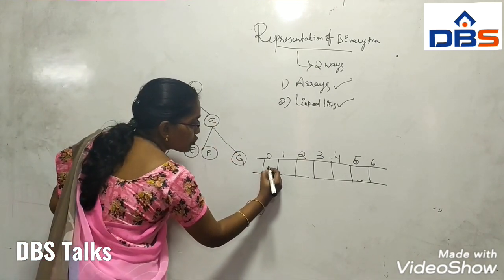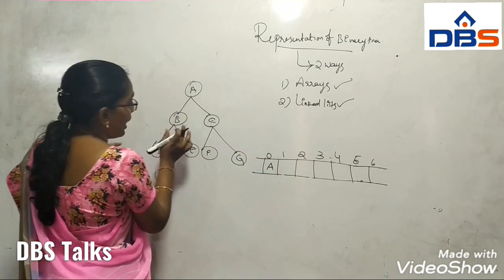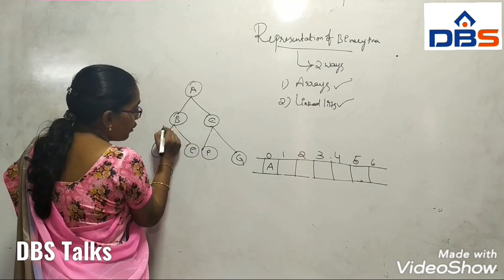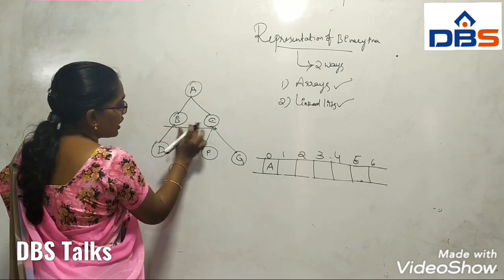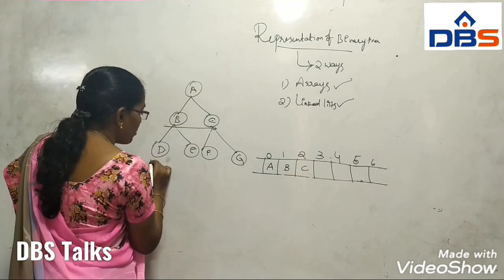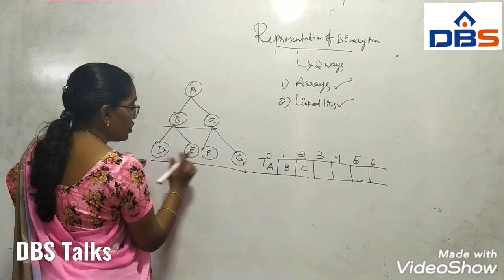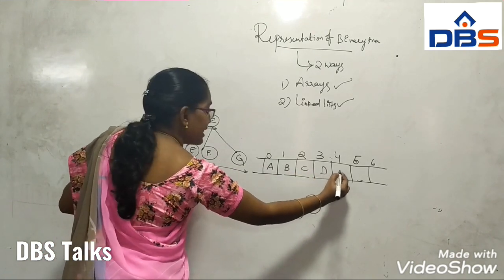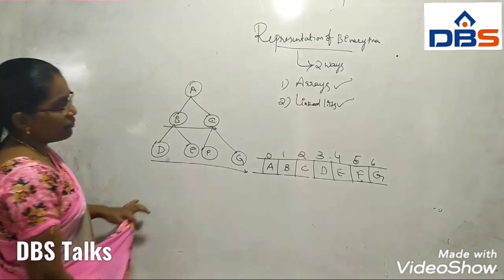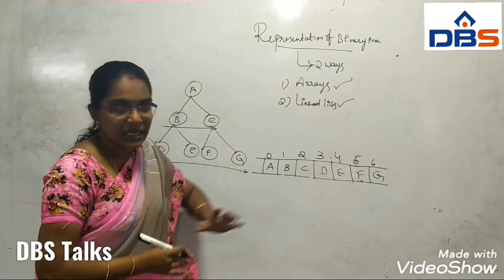First of all, we have to store the root node and then come to the next level. From that level, we have to traverse from left to right. Then we store first B, next C, then come to the next level. Next we store D, next E, next F and next G. This is how it is organized.